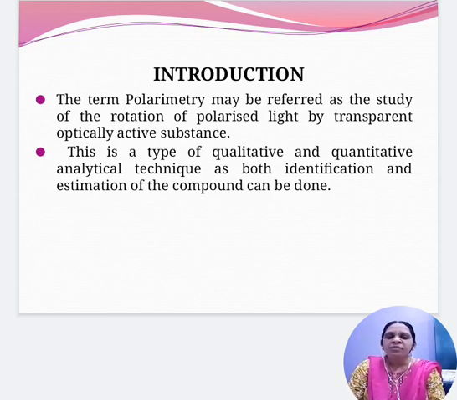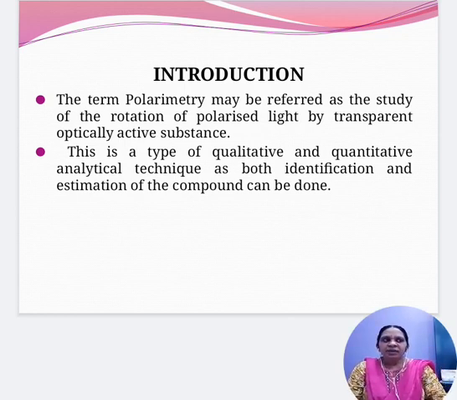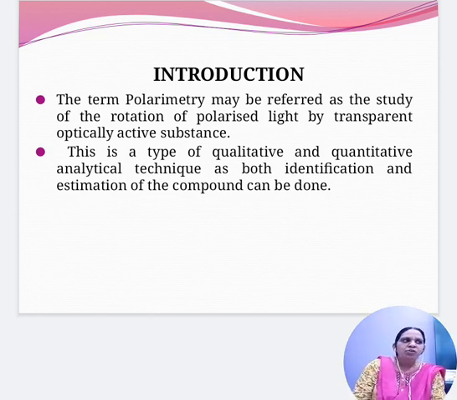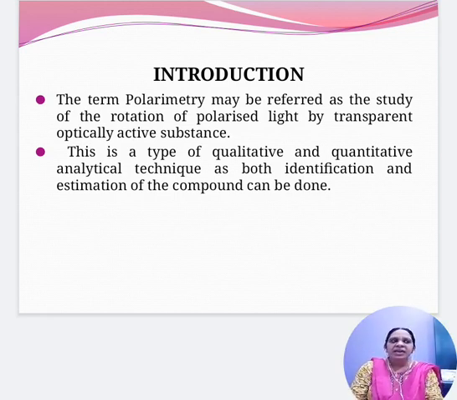We have studied what is a polarized light. Polarized light is nothing but when the unpolarized light is transformed into polarized light by using a Polaroid filter, we get a polarized light. That means that polarized light waves are light waves in which the vibrations occur in a single plane.